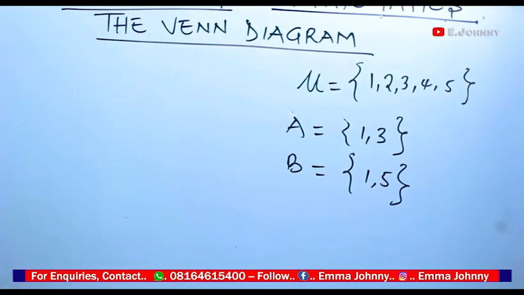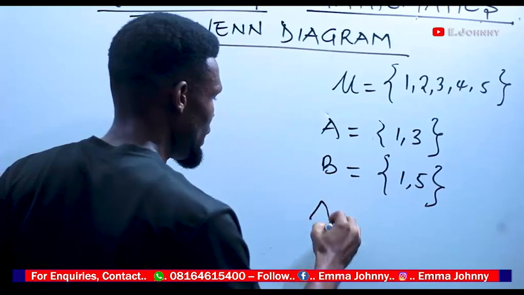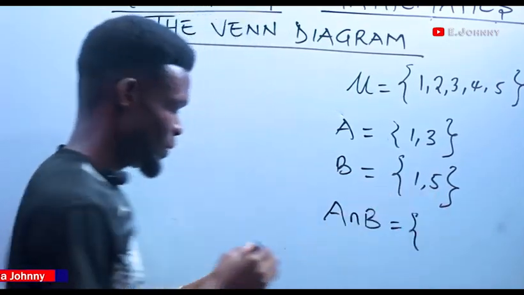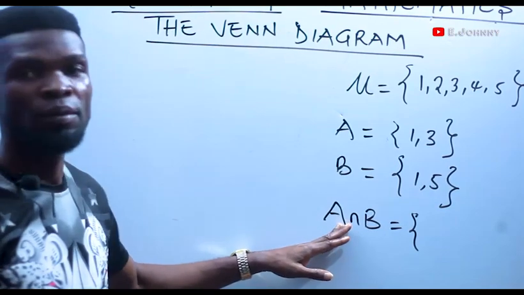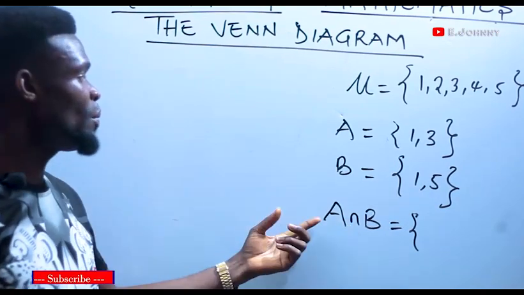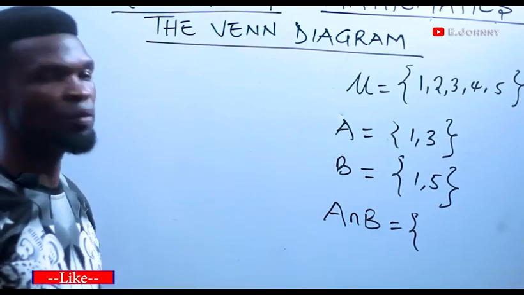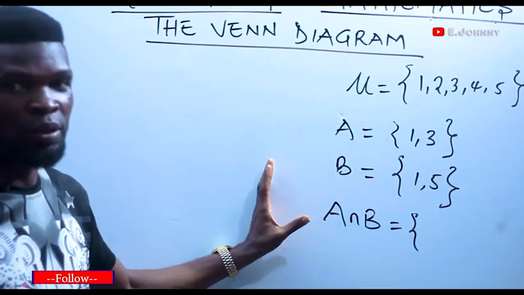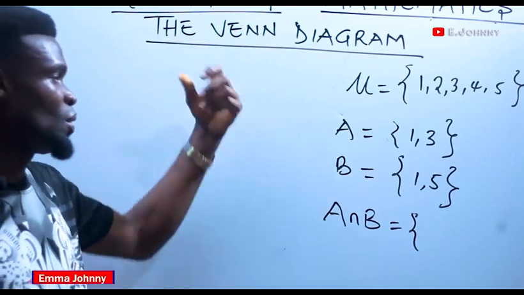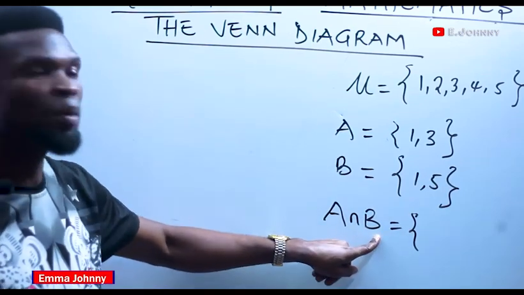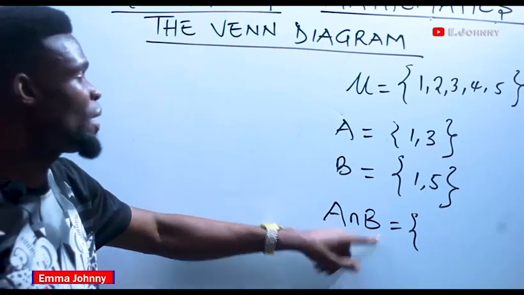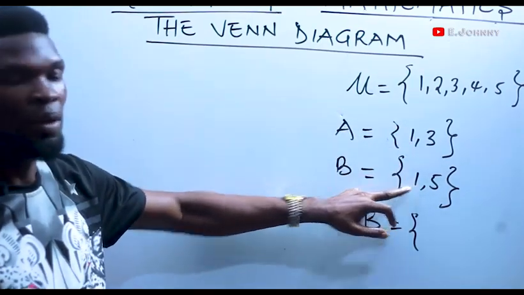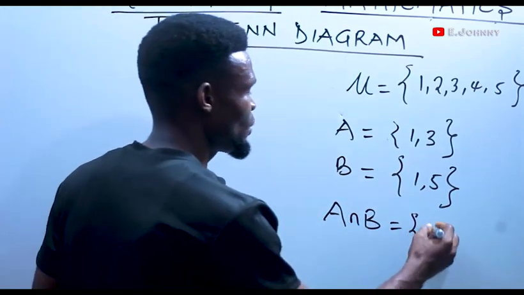I want to find A intersection B. You know, A intersection B means the elements that are common to both set A and set B. In our previous video we looked at the relationship between sets, and we looked at intersection. So we say that the intersection of 2 sets A and B are those elements that are common to both sets, and the only element common to both sets here is 1. So A intersection B is 1.